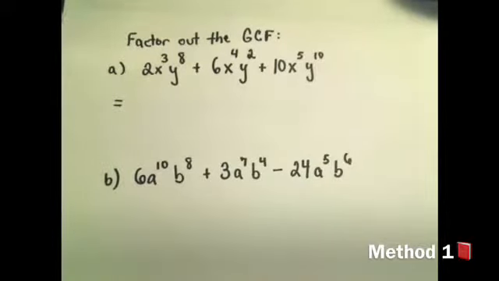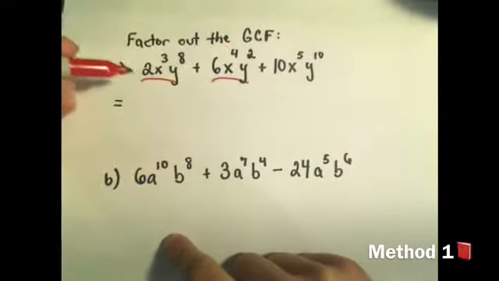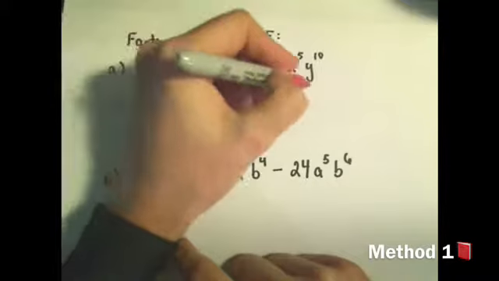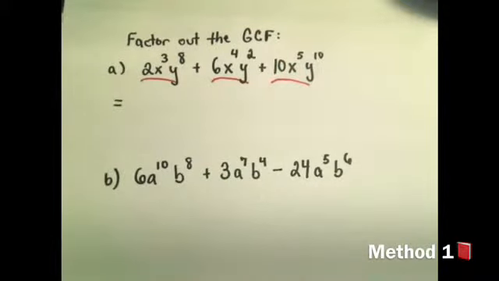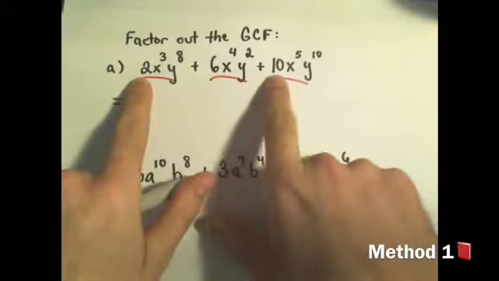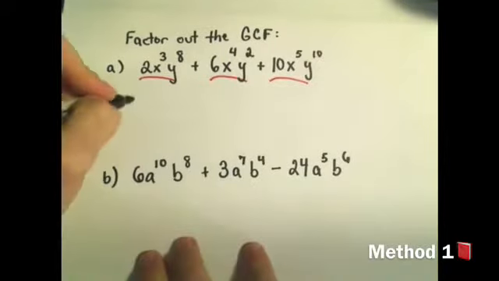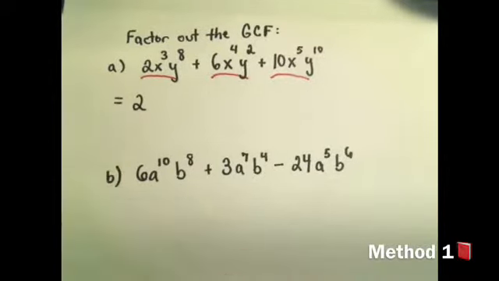Basically, the first thing I see in my first example is that there are three terms: 2x cubed y to the 8th, 6x to the 4th y squared, and 10x to the 5th y to the 10th. What I do is first look numerically at the coefficients. I see a positive 2, a positive 6, and a positive 10, and I think, what's the greatest common factor of those three numbers? Well, I believe that would be a 2.